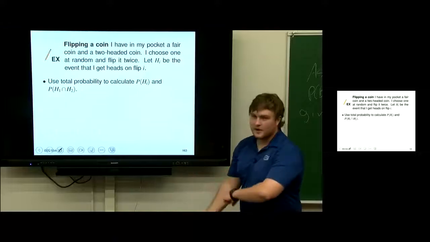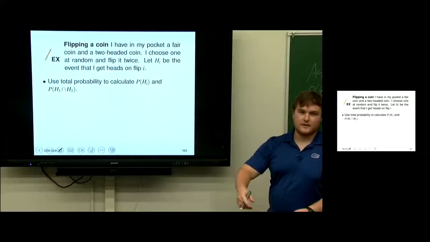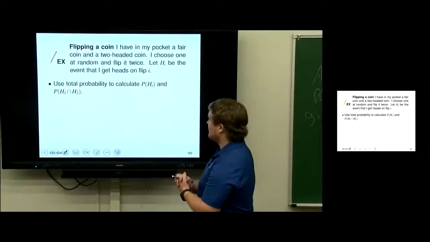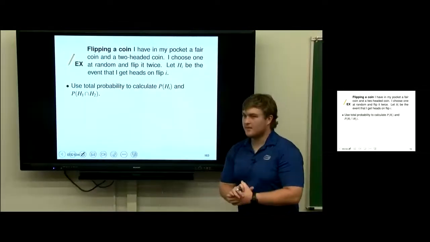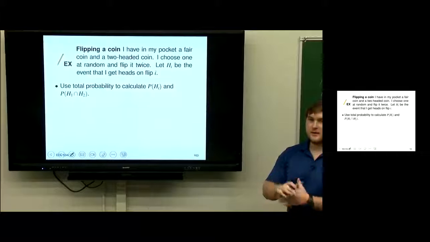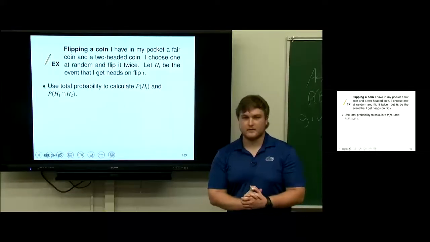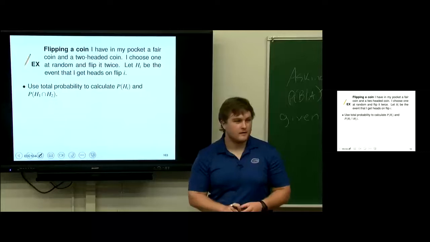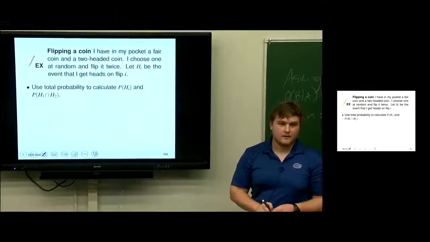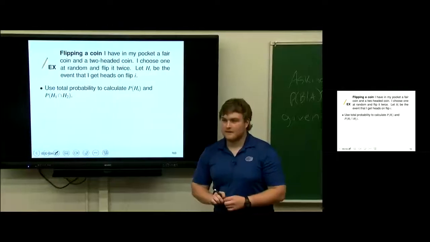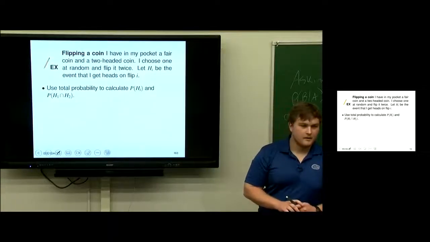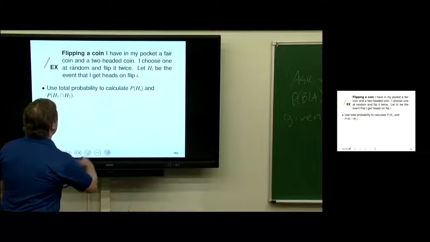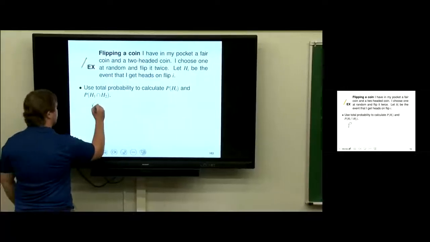So now we're going back to the thought experiment, but solving it using total probability. Can anybody tell me how we should partition the sample space? What event should we partition on? Fair and unfair coins. Yes, exactly. So let's do the probability of H sub I first.